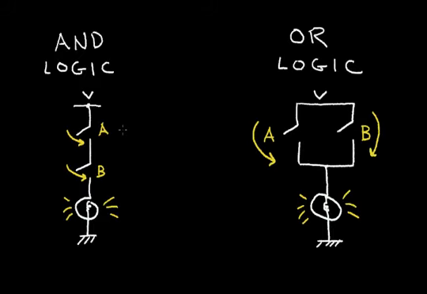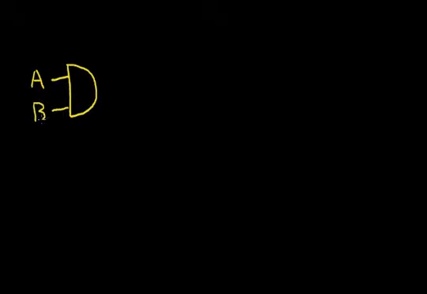And required both switches to be closed for the event to happen. In the OR logic, it only required one switch to be closed for the event to happen. So in electronics, we have some symbols for the AND logic and the OR logic. The symbol for the AND logic is this, where this is, say, input A and input B and output.